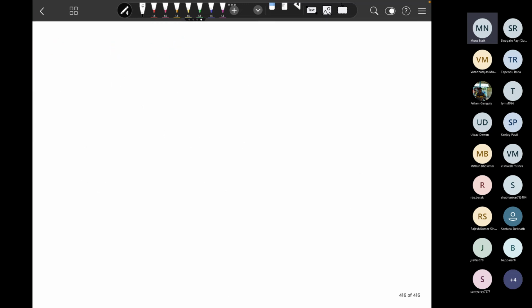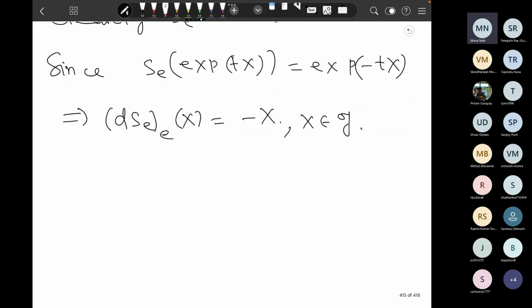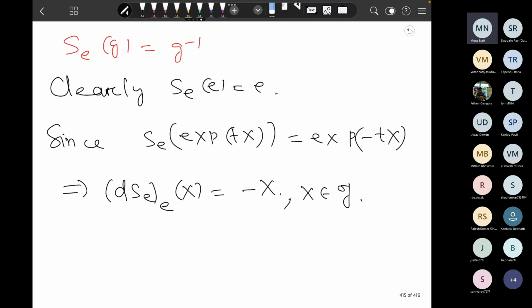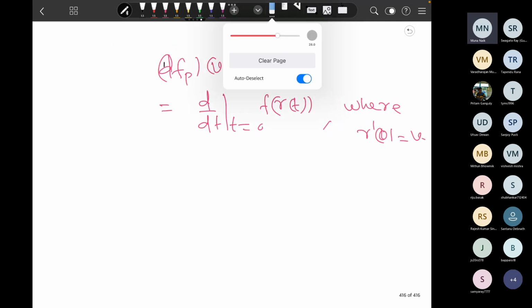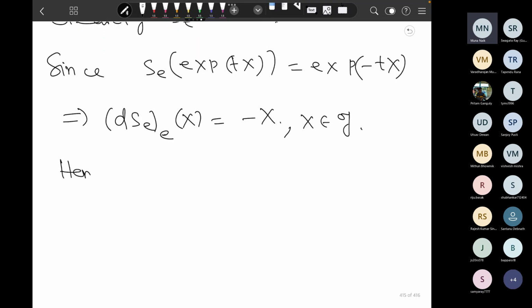So I am using this fact: what is df_b? df_b(1) is equal to d/dt at t equal to 0 of f composed with gamma(t), where gamma(t) is a curve with gamma prime 0 equal to the vector. So I am using this. So dS_e(X) is equal to minus X. Hence this dS_e is equal to minus identity. I will finish this proof.